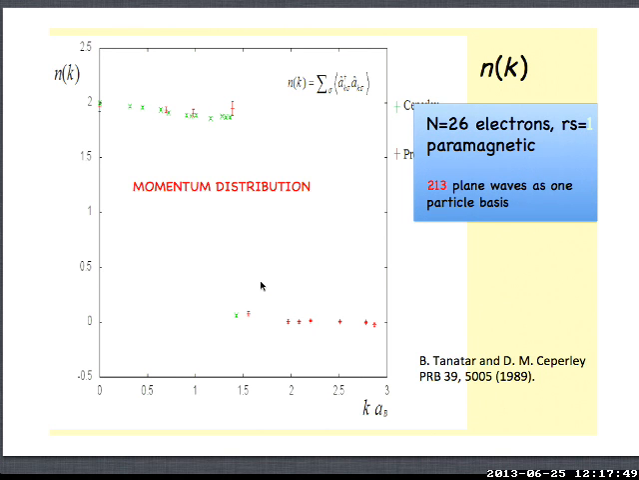Also compared with the Sepperly results, it's very compatible. And that's all about auxiliary field quantum Monte Carlo.